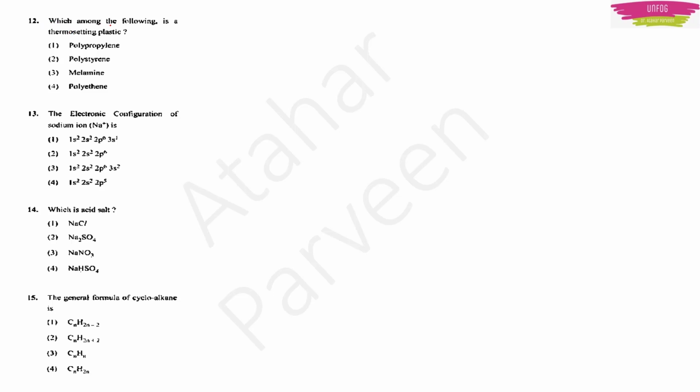Now the 12th question asks, which among the following is a thermosetting plastic? Please keep in mind the word setting, okay? So it is asking which of the following is a thermosetting plastic. So the first option we have is polypropylene, polystyrene, melamine and polyethylene. So the thermosetting plastic is actually melamine, option 3. The rest of these three options are only thermoplastics. Okay, they are not thermosetting plastics, they are only thermoplastics.